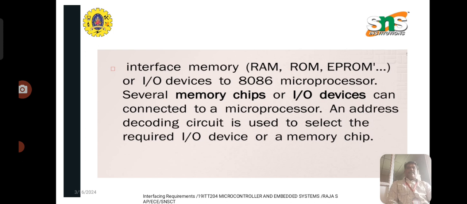Interface memory, that is RAM, ROM and EEPROM, and input output devices to the 8086 microprocessor are mostly used as memory chips or devices connected to a microprocessor. An address decoding circuit is used to select the required input output device or memory chip.